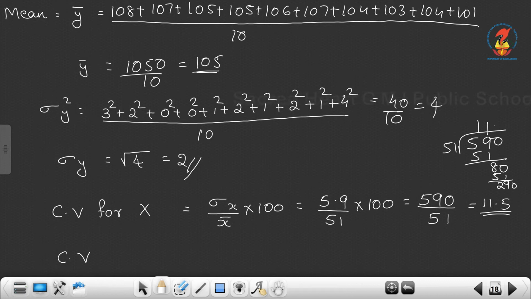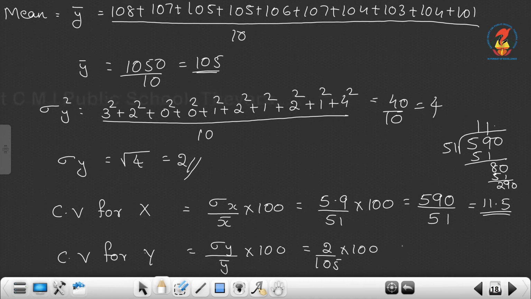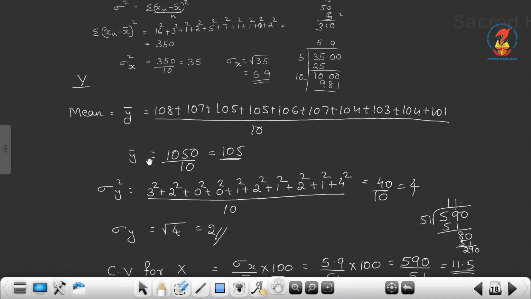Now for y, coefficient of variation for y. That is sigma y by y bar into 100. Sigma y is 2, y bar is 105 into 100. That is 200 by 105. So it is 1 point something. It is 1 point, I will give the value 1.904. So now you compare. What is the question?